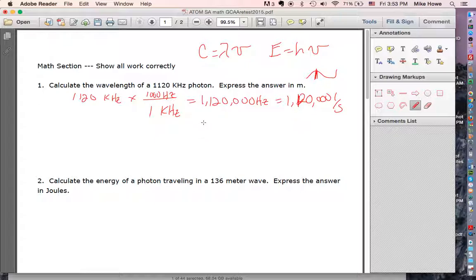We're looking for wavelength, so the wavelength equation is this one, so we know that C is equal to wavelength times frequency. We know that C is 3.00 times 10 to the 8th meters per second. We don't know wavelength. We do know that the frequency we just calculated is 1,120,000 reciprocal seconds. The reason I'm using reciprocal seconds here is so that seconds will cancel out when you do the math. So the wavelength will equal 3 times 10 to the 8th, be sure you don't make an algebra mistake here, divided by the 1,120,000. So it turns out to be about 268 meters.